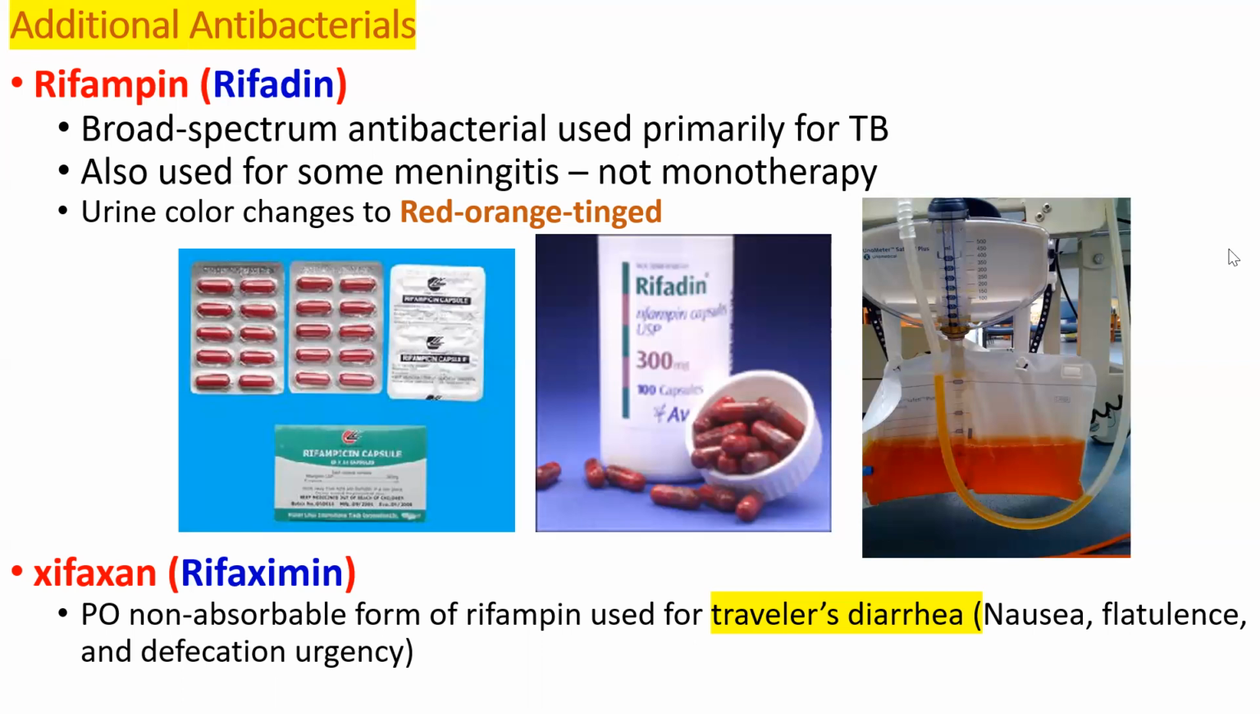Xifaxan, or rifaximin, has the same anti-infective effect, and it also lowers the ammonia level. But it's a tablet form, 1 tablet per day, and it doesn't have all of the lactulose side effects. That's why it's the preferable drug among patients over lactulose. But the problem is the price, very expensive, and some insurance companies do not cover rifaximin or Xifaxan.